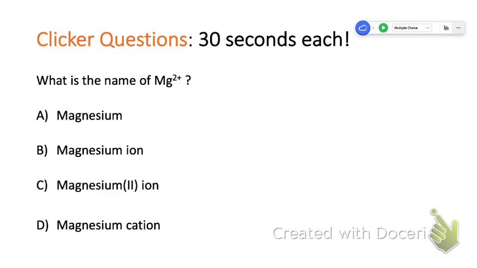All right, so we're going to do the lightning round here. I want you to click in what the name of each of these ions is. All right? So go ahead. We're at 5 seconds already. What's the name of this ion? Halfway there. Looks like most people are on. All right, 5 seconds, check with your neighbor. And close it out.